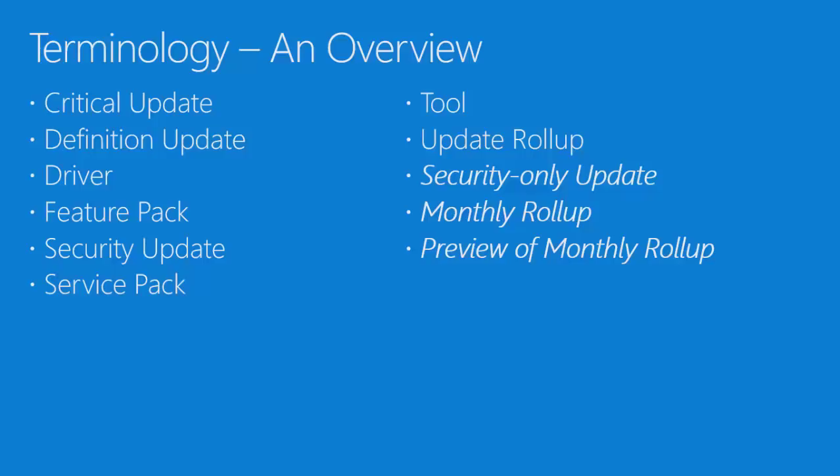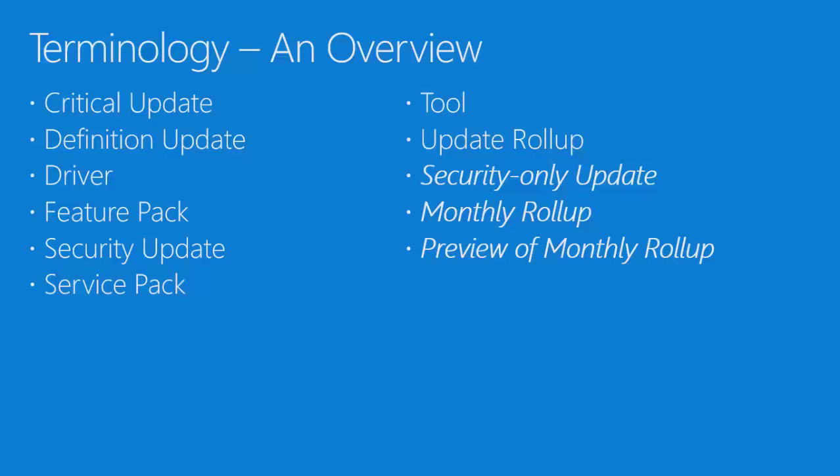Compare that to a monthly roll-up update, and this is a tested cumulative set of updates that includes both security and reliability updates. If this is what you're deploying, then you don't ever have to deploy security-only updates again. As long as you keep the monthly roll-up deployed and current, you're covered completely for all of the security updates.